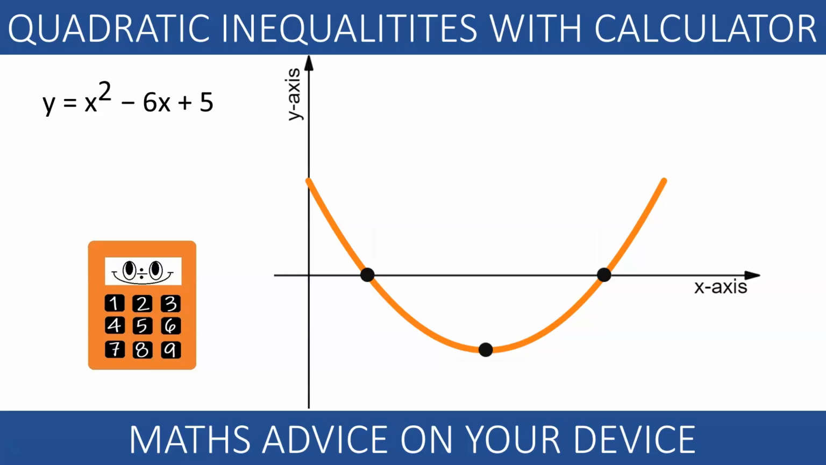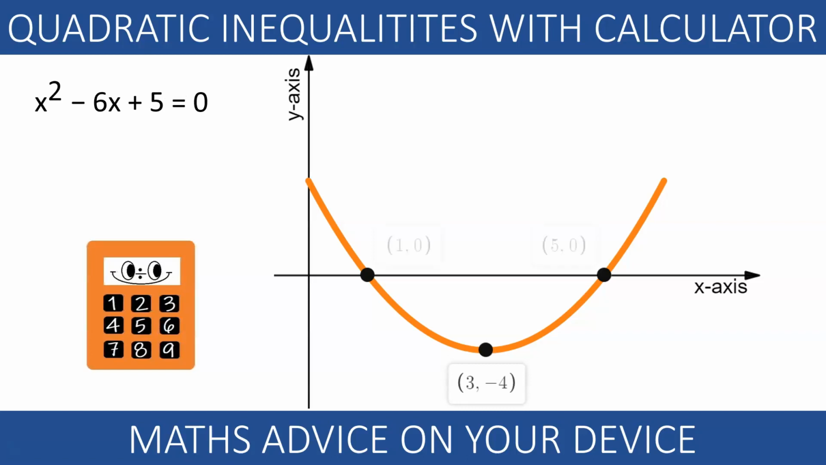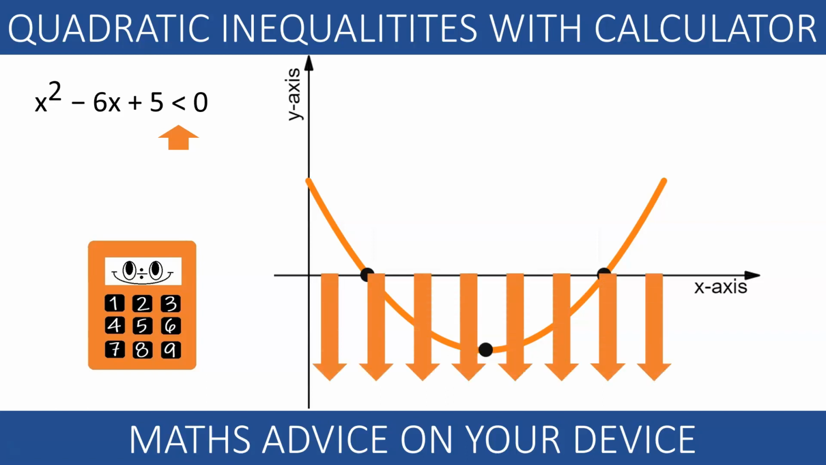So far in this playlist, we have used our graphics calculator to find the vertex of a parabola and the solutions of a quadratic equation, which are the roots of our parabola. But did you know that you can also use your calculator to solve quadratic inequalities? For example, the solution of x squared minus 6x plus 5 less than 0 coincides with the area below 0. But what do we mean by that?